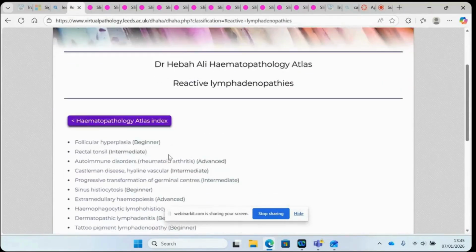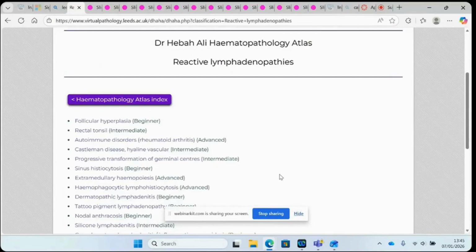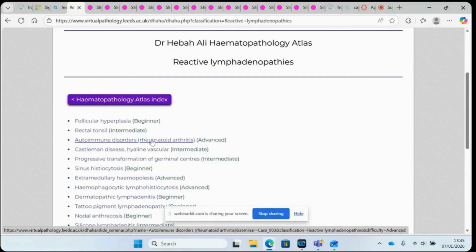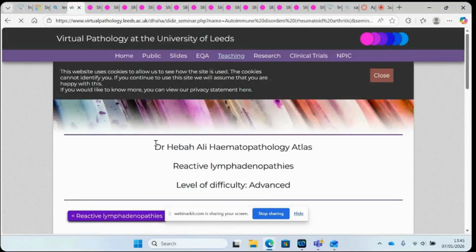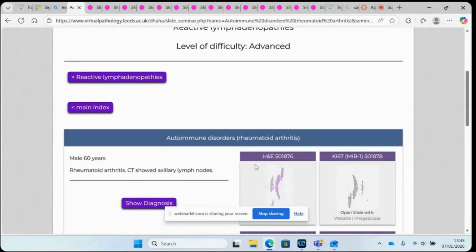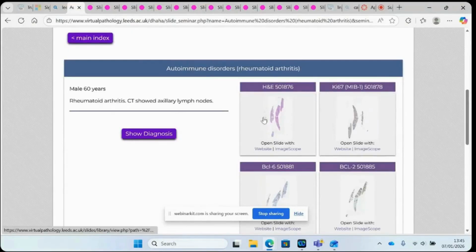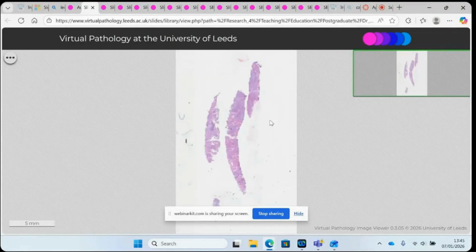So having looked at that, we can look at some of the other reactive conditions which are non-neoplastic but can cause confusion. I'll start with this one. This is a lymph node from a 60-year-old male with rheumatoid arthritis, and they can get lymphadenopathy. It was a needle core biopsy, which does make it harder to interpret.